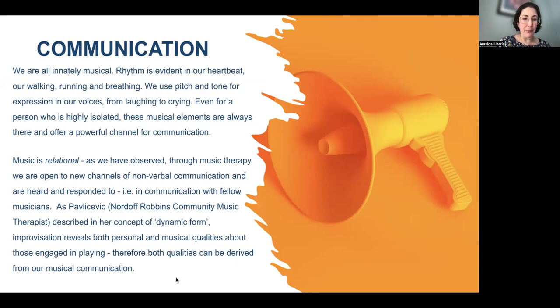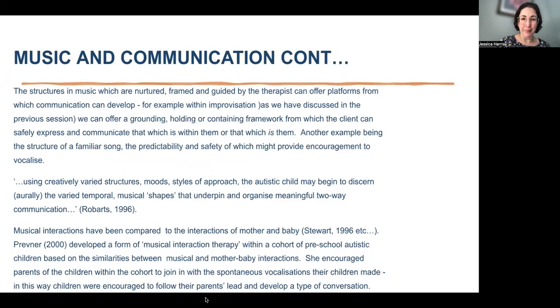For example, in communication with fellow musicians. And Pavlicevic, a very well-renowned and respected Nordoff-Robbins community music therapist, described in her concept of dynamic form that improvisation reveals both personal and musical qualities about those engaged in playing. Therefore, both qualities can be derived from our musical communication, not only about our music, but also about ourselves. And we looked a little bit at that area of improvisation in our previous session.